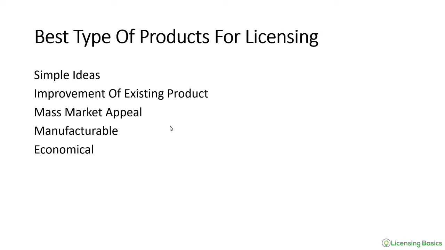Manufacturability, you want something that's fairly simple to manufacture. The potential licensees are going to look into that. When they see your product, they're going to want to know how it is manufactured. And if it's something that's difficult or no one knows how to manufacture it, your chances of licensing it are going to be more slim. And economical, that goes right back into the mass market appeal. More economical products sell to the masses.